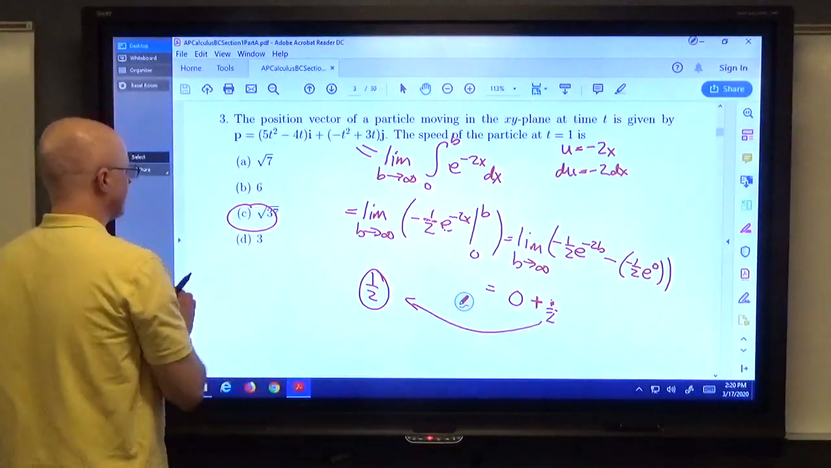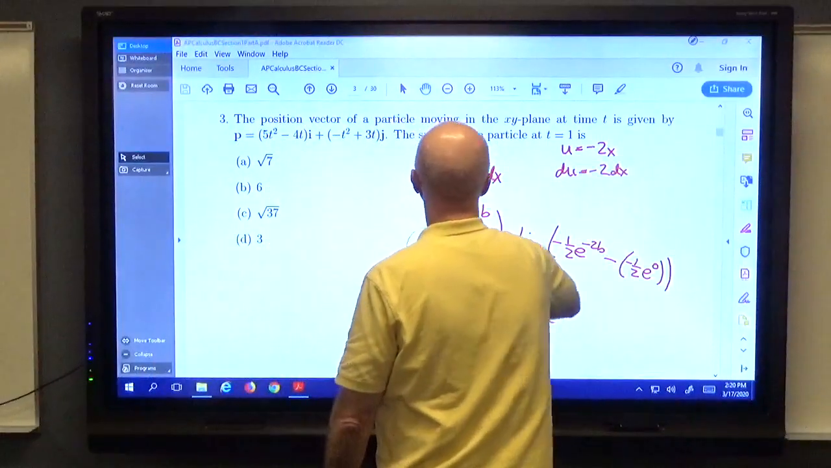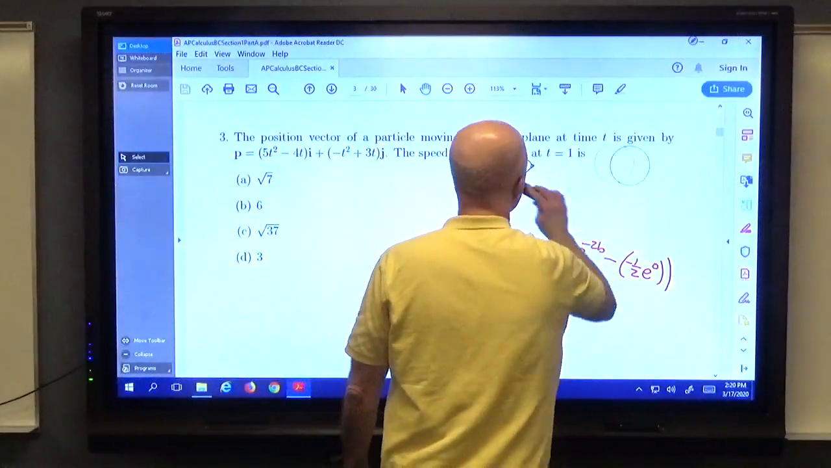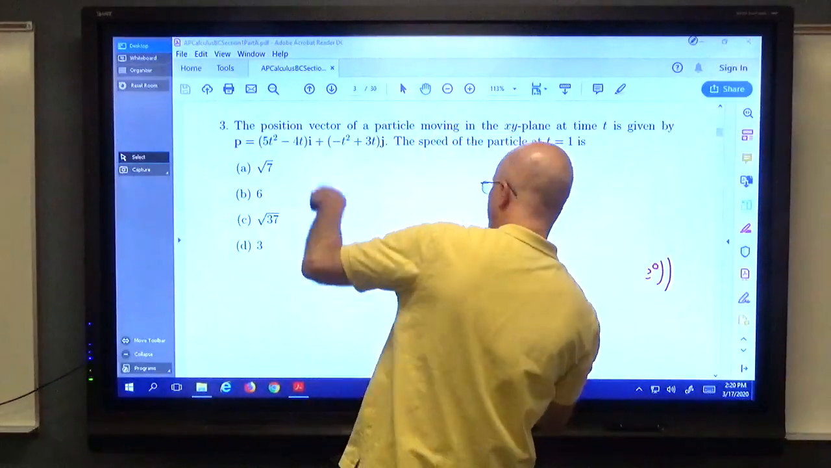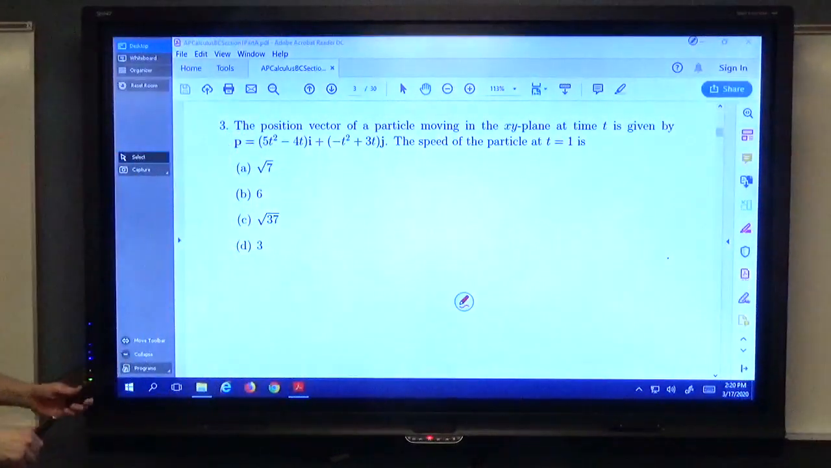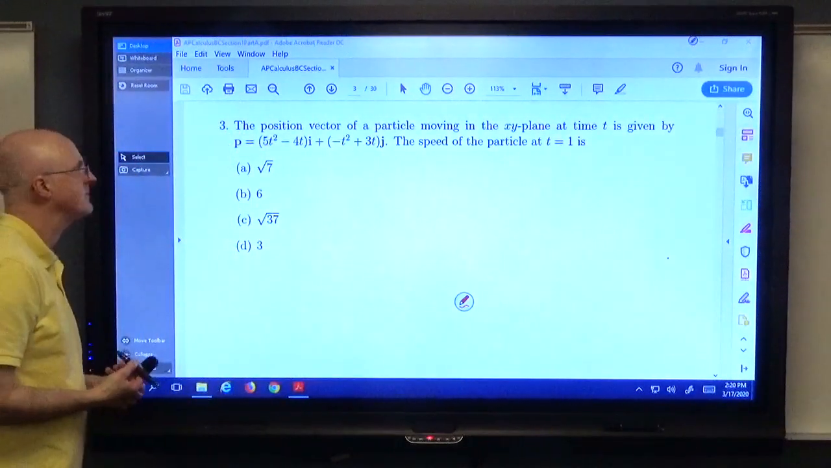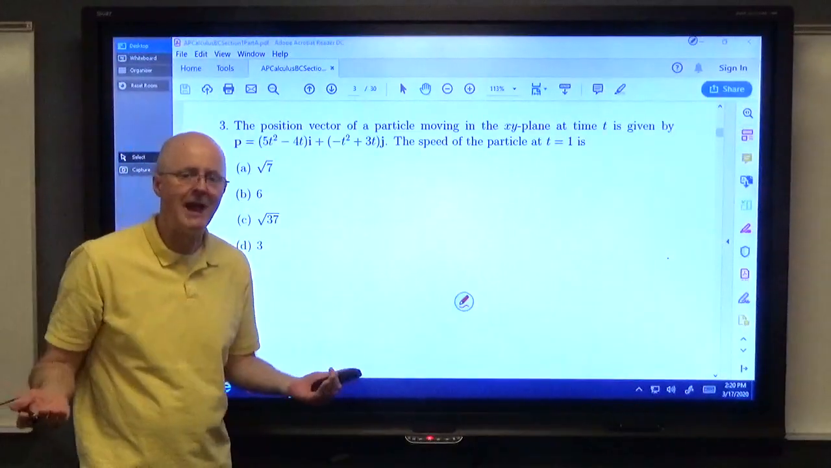Number 3. The position vector of a particle moving in the xy plane at time t is given by that formula there. What is the speed of the particle at time t equals 1? Okay? So you've got to know your facts here.